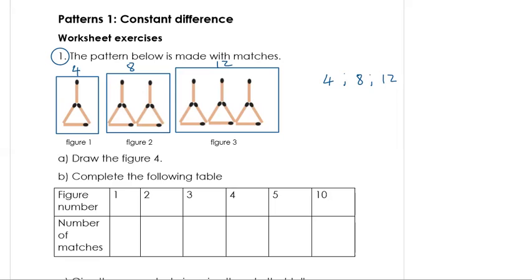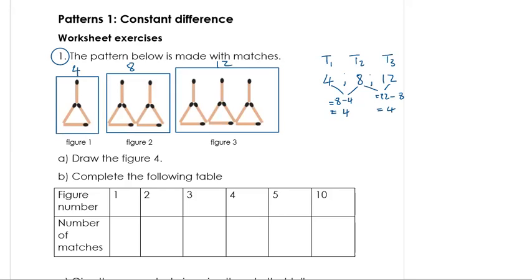To check for the constant difference, let's say 4 is term number 1, 8 is term number 2, and 12 will be term number 3. To find the constant difference, we say term number 2 minus term number 1, which will be 8 minus 4, and that is equal to 4. You can check by subtracting the other consecutive terms as well. For example, you can take 12 minus 8, and you will find that it's 4.